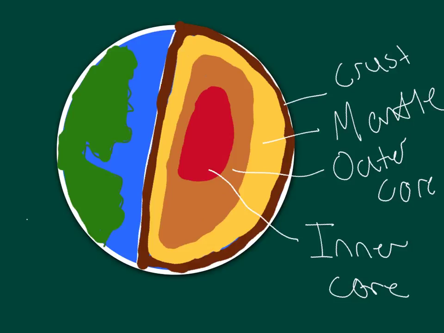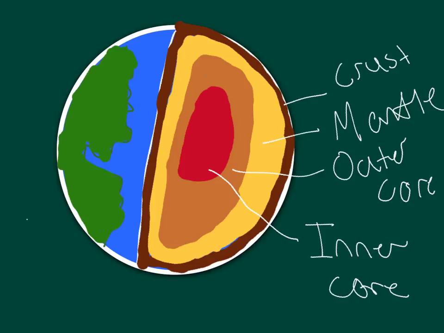The layers of the Earth consist of oceanic crust, continental crust, lithosphere, asthenosphere, upper mantle, lower mantle, outer core, and inner core. The inner core's temperature is 10,800 degrees Fahrenheit, and its size is 2,400 kilometers. The outer core is 7,952 degrees Fahrenheit, and its size is 2,200 kilometers.